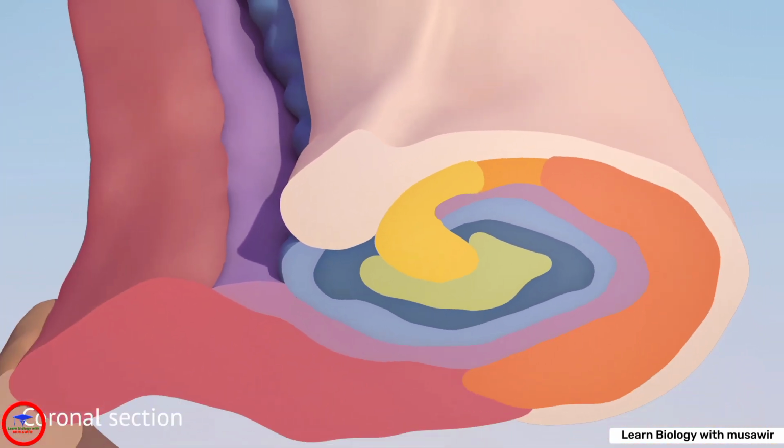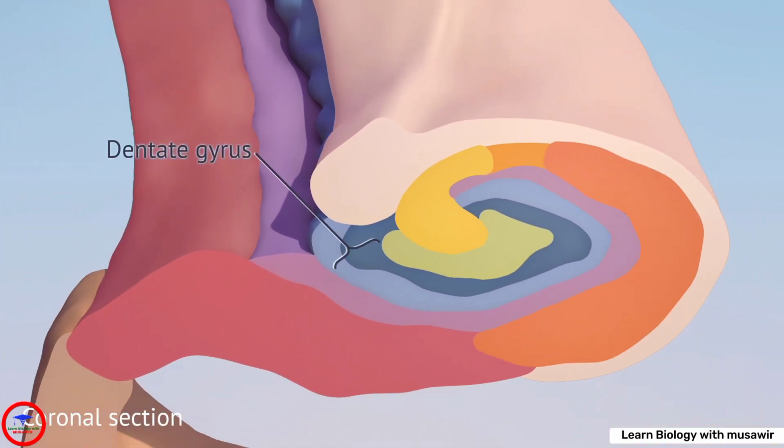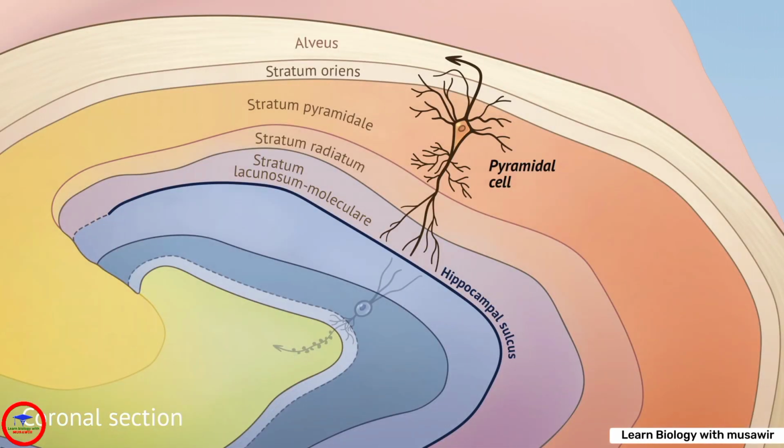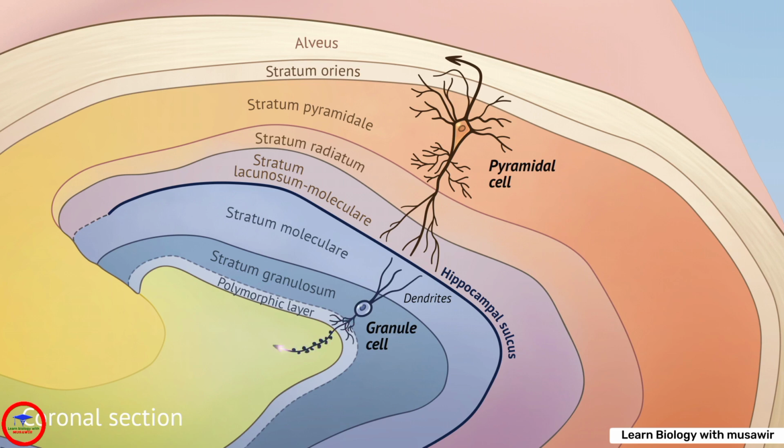The dentate gyrus is separated from the cornu-aminus by the hippocampal sulcus. It can be divided into 3 layers: its own stratum moleculare, containing granule cell dendrites, the stratum granulosum, containing granule cell bodies, and the polymorphic layer, containing their unmyelinated axons called mossy fibers.